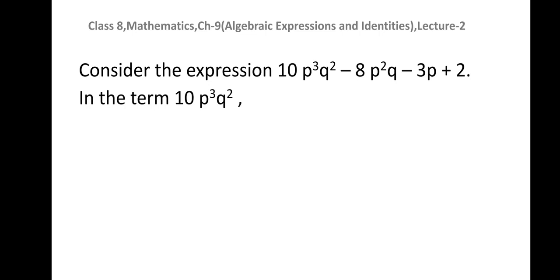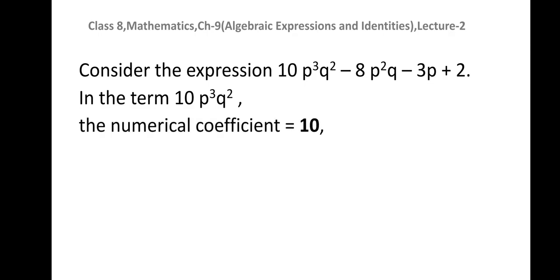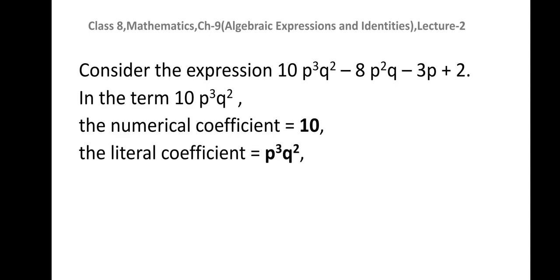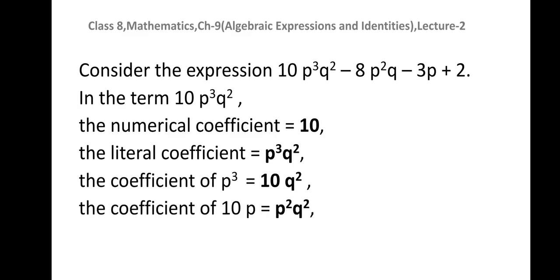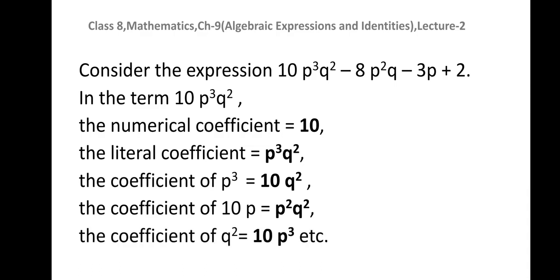You can find the coefficients of any term also. So, the numerical coefficient in this term is 10. The literal coefficient is p cube q square. The coefficient of p cube is 10 q square. The coefficient of 10p is p square q square. And the coefficient of q square is 10p cube. Likewise, you can find the numerical coefficient and literal coefficient of any other particular term.